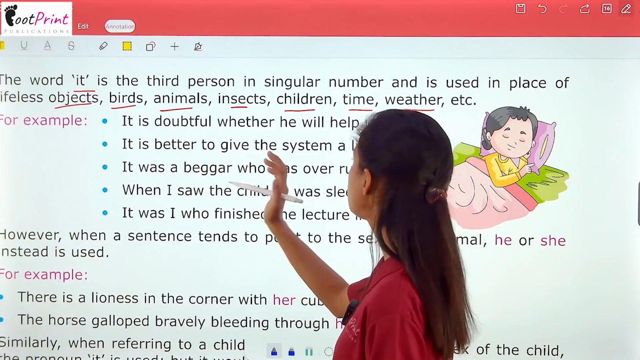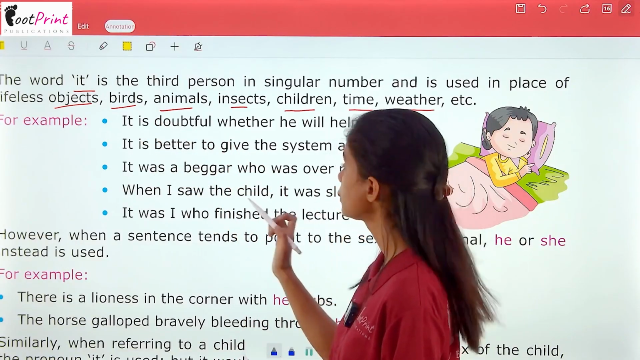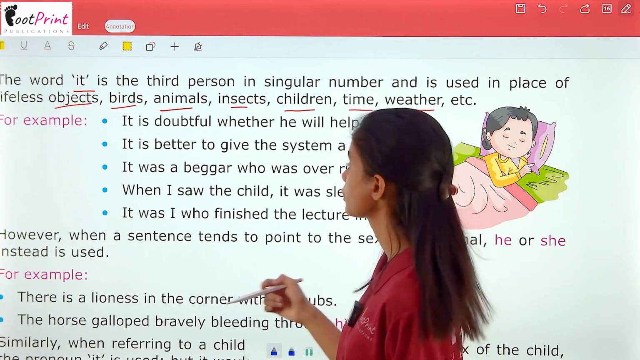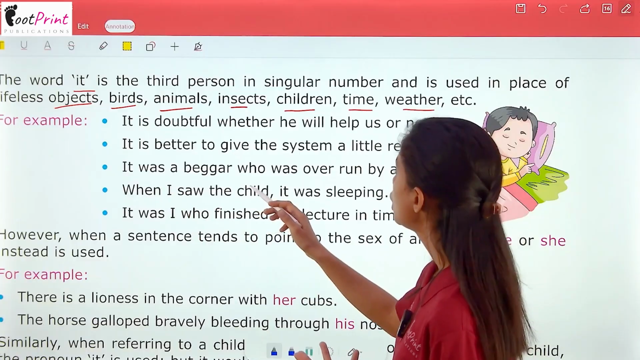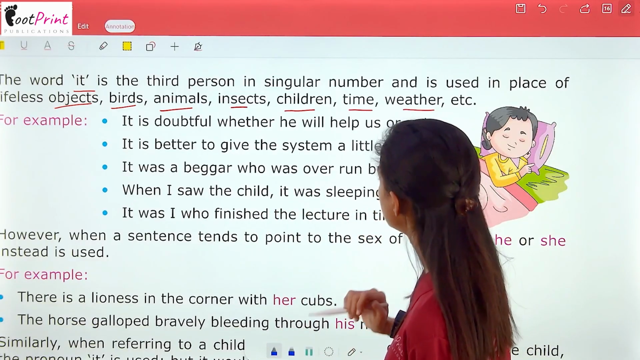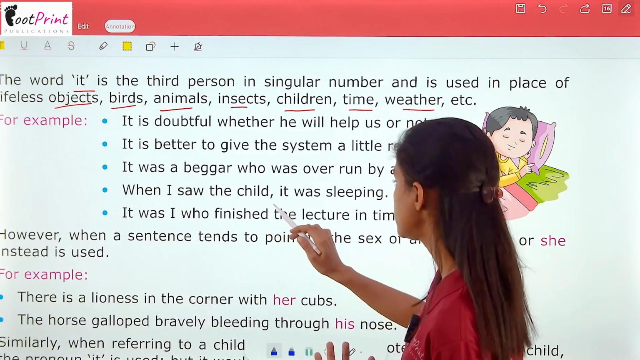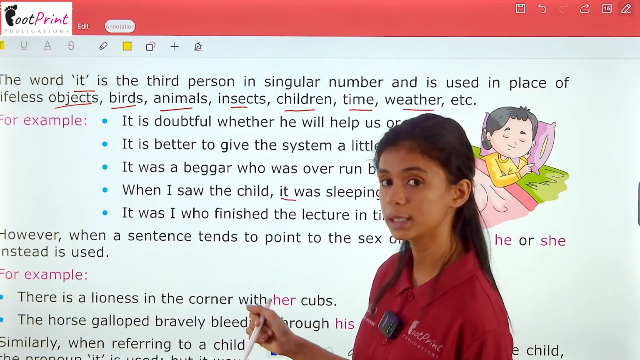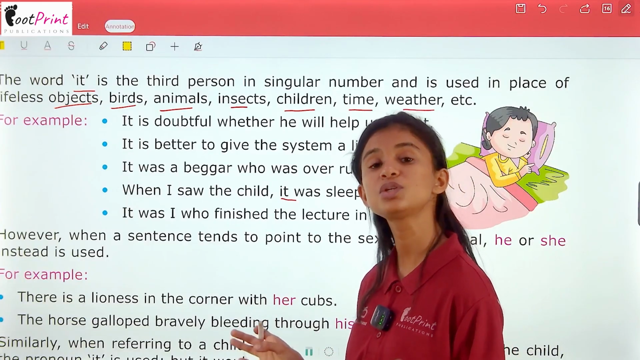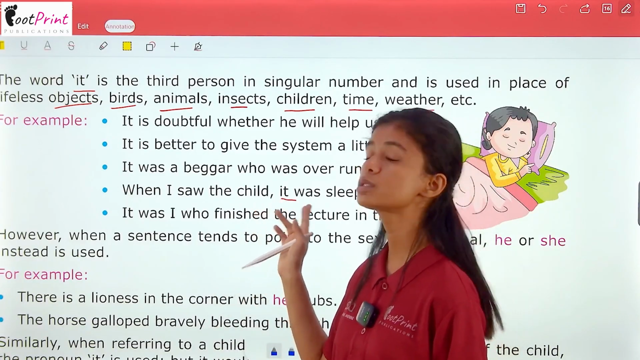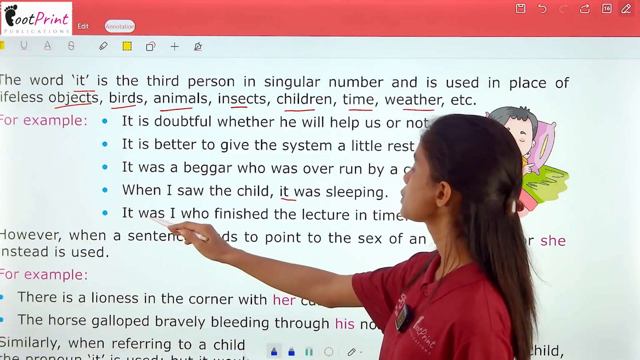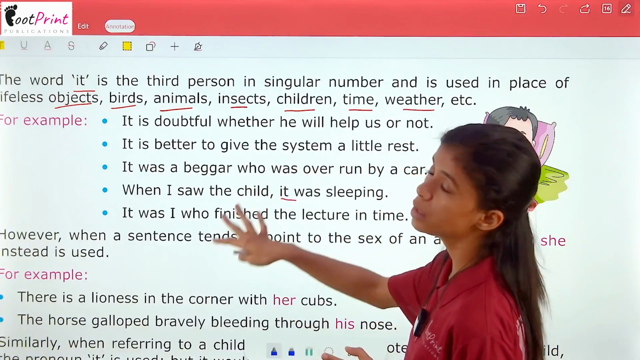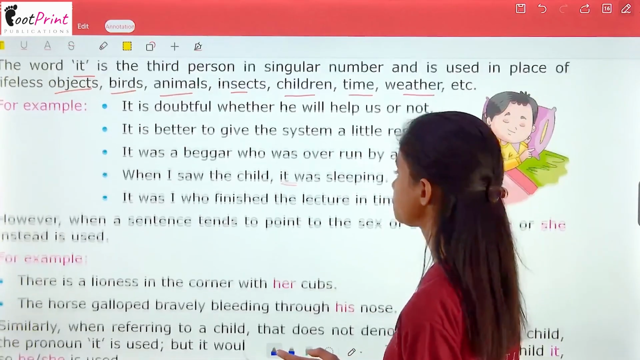It is doubtful whether he will help us or not. It is better to give the system a little reset. It was a beggar who was overrun by a car. When I saw the child, it was sleeping. It was sleeping. We are using it for a child. When we don't know the particular gender of a child or a baby, we use it in its place. It was I who finished the lecture in time. So these are all the examples that you have to understand.